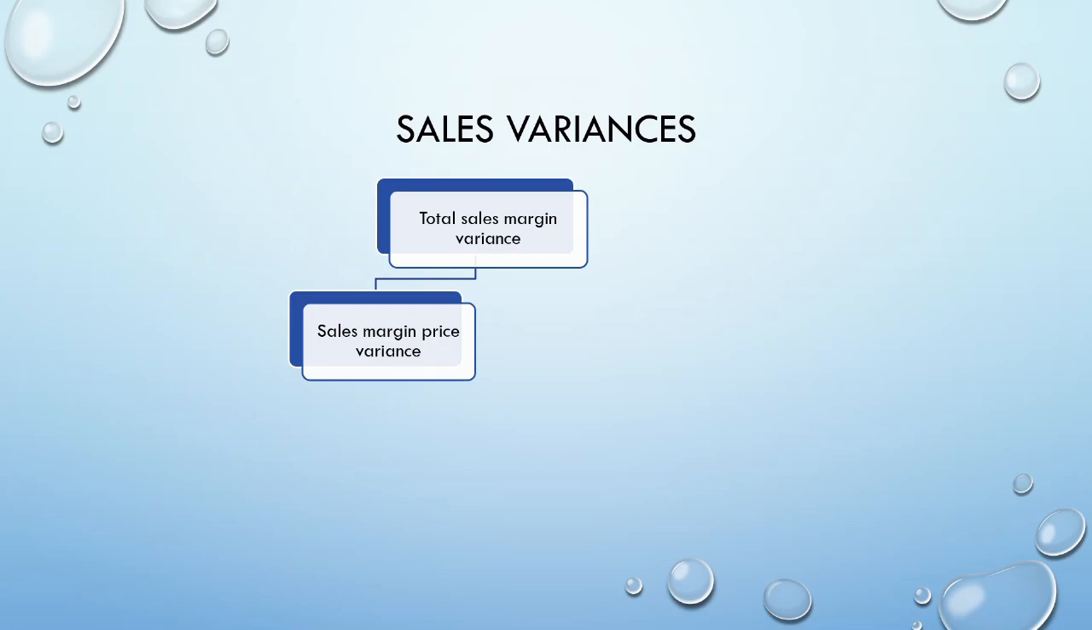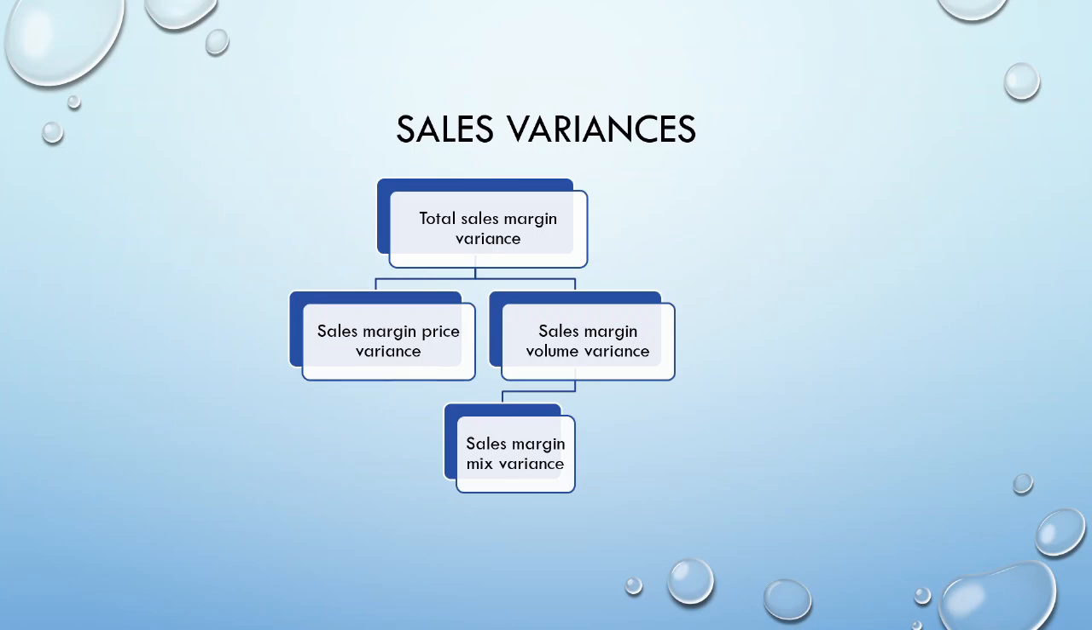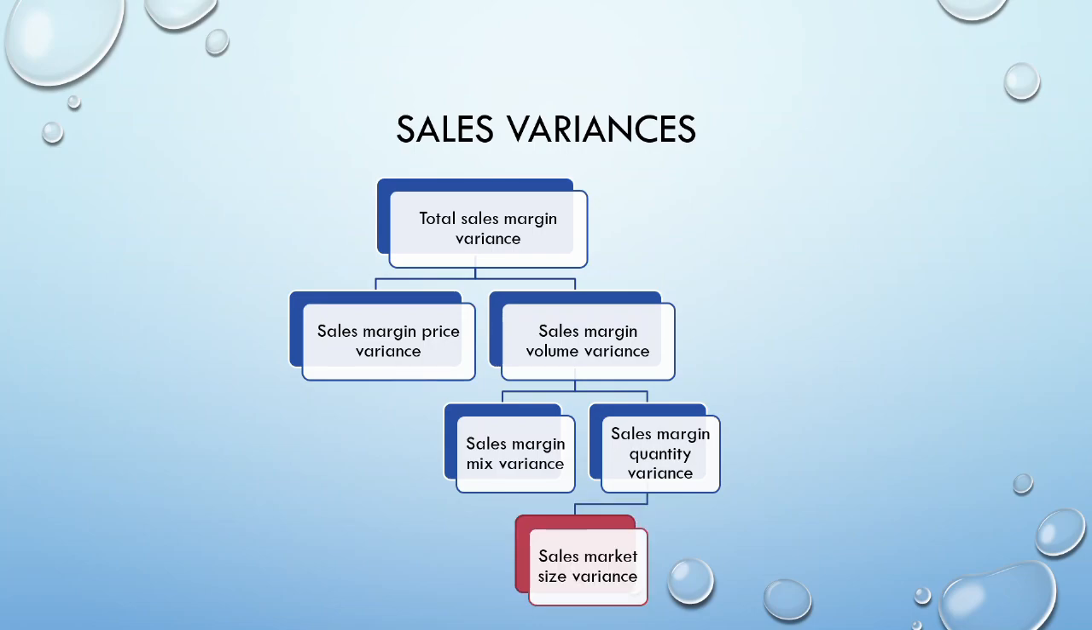Next is the sales margin volume variance. The sales margin volume variance can then be broken down into the sales margin mix and sales margin quantity variances. Conceptually, these variances are similar to the materials mix and yield variances we saw earlier in the series. The sales margin quantity variance can then be broken down further to the sales market size and sales market share variances. Let's work through the calculations of these variances, assuming a variable costing system as provided in our overall example.